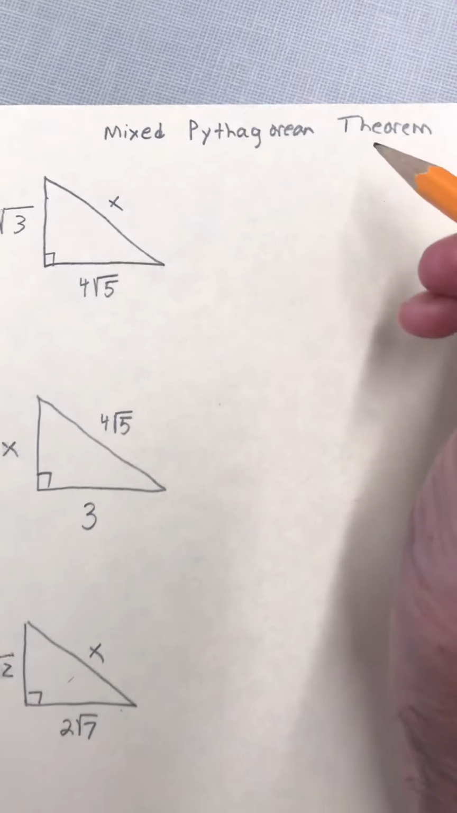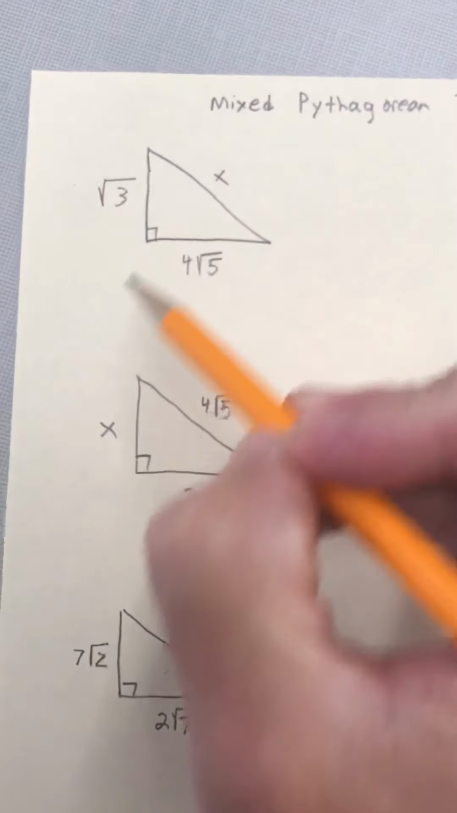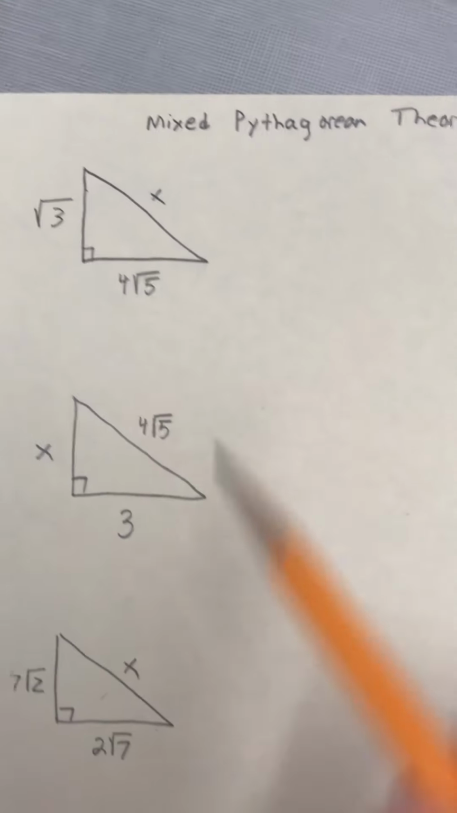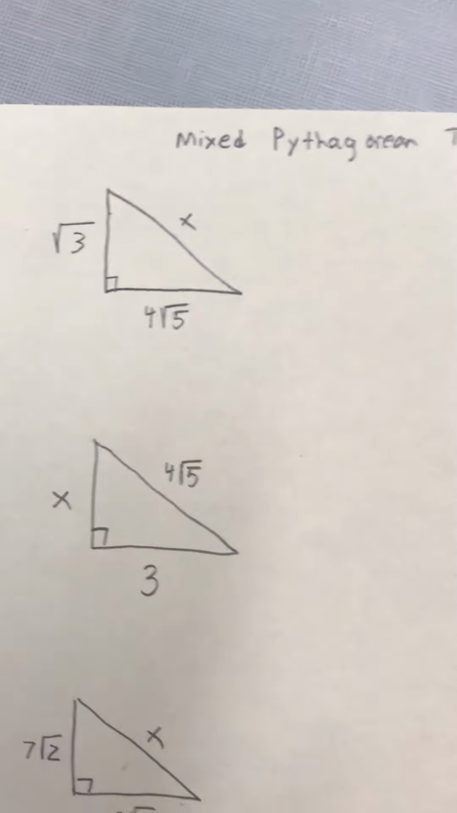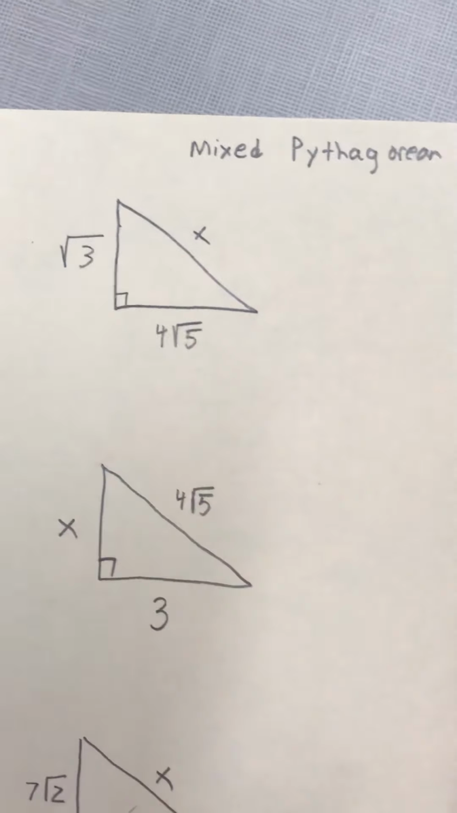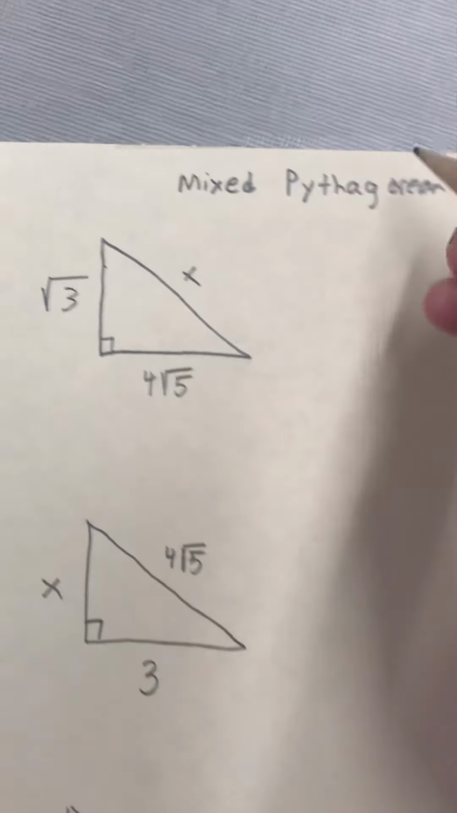We are going to show you the most difficult Pythagorean theorem problems, and that's when you get something mixed like this. So sometimes it's a radical, sometimes it's a solid number, sometimes it's a mixed number outside the radical and inside the radical. So let's just go to it.